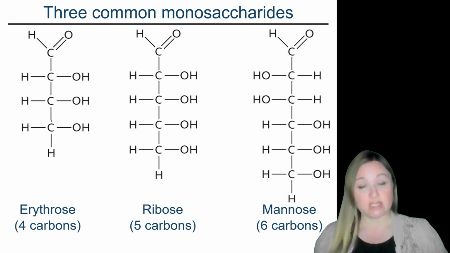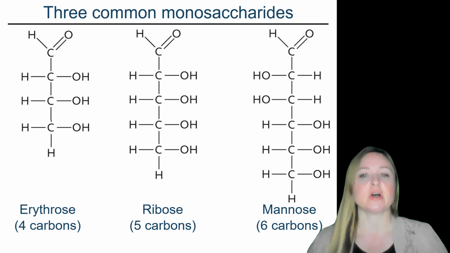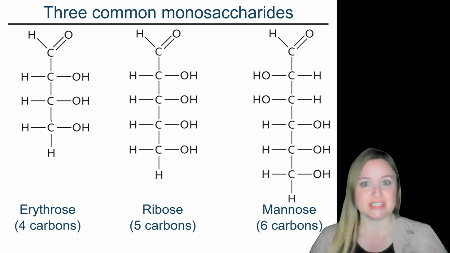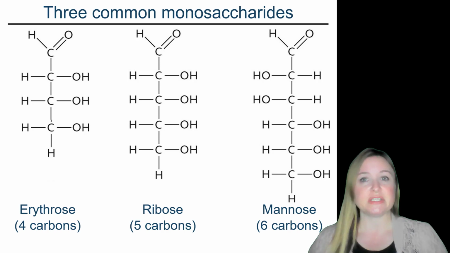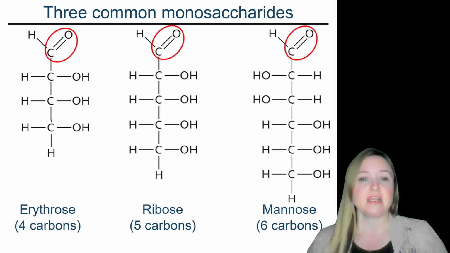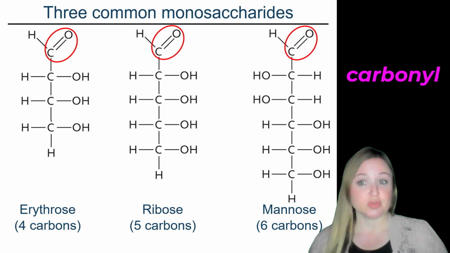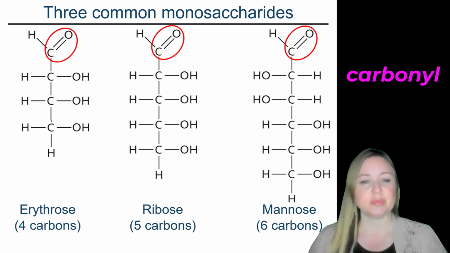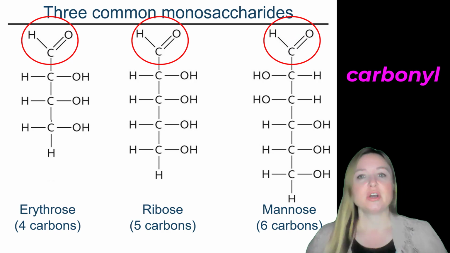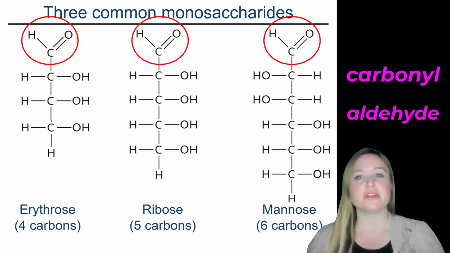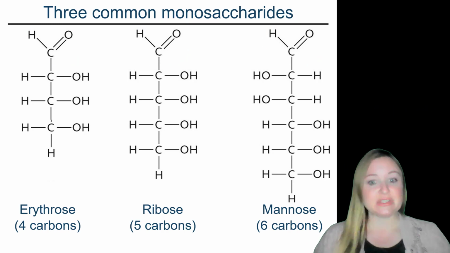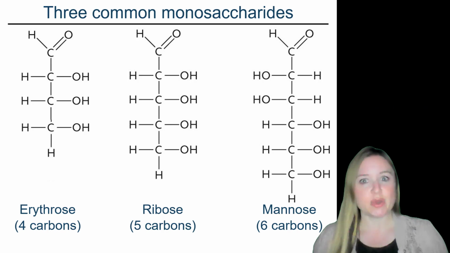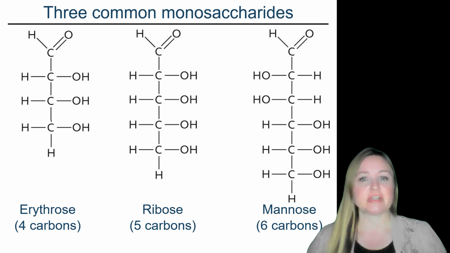Now, these are all in a line, right? The structure of the carbons is all linear. We call these linear monosaccharides because their structure is in a line. What I want you to notice is that at the top of the structure, we see this carbon that shares a double bond with oxygen. Maybe you'll recognize that as a carbonyl group. When we have that carbonyl group and the carbon is also bound to a hydrogen, we call that an aldehyde. So these are all known as aldehyde sugars, or aldoses. You might recognize erythrose, ribose, and mannose all end in ose. That's a clue that we're talking about a sugar, because sugars end in ose.